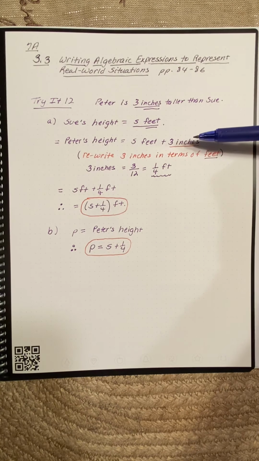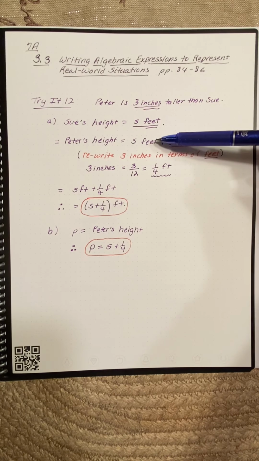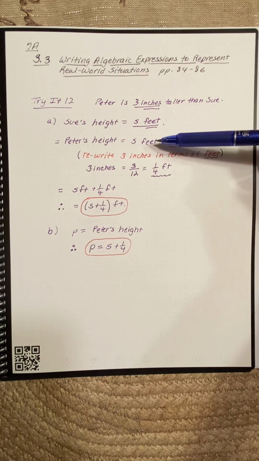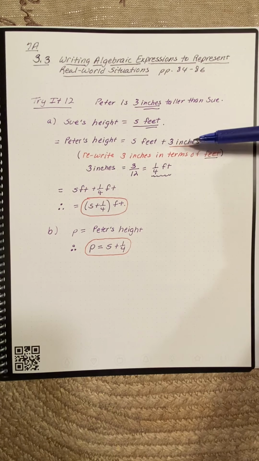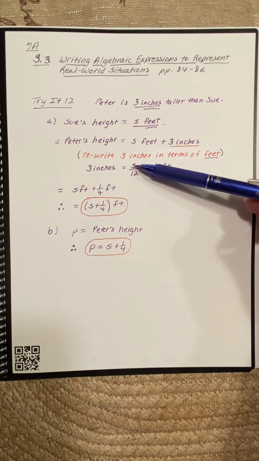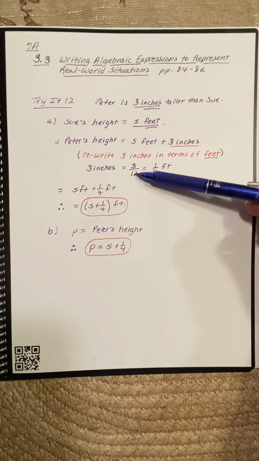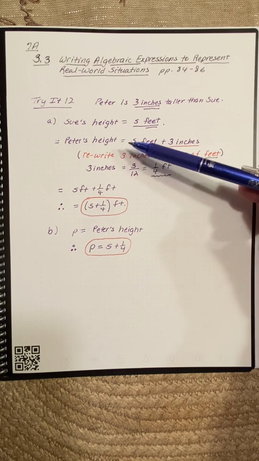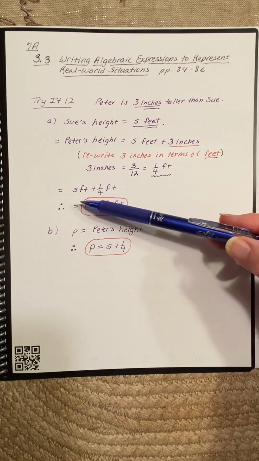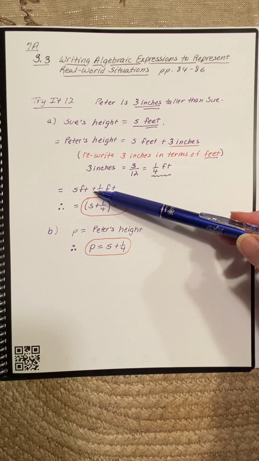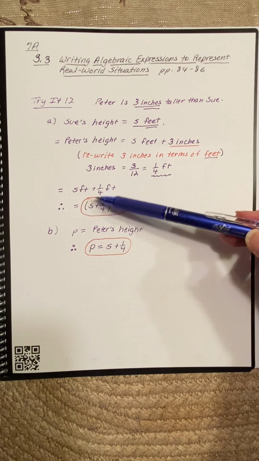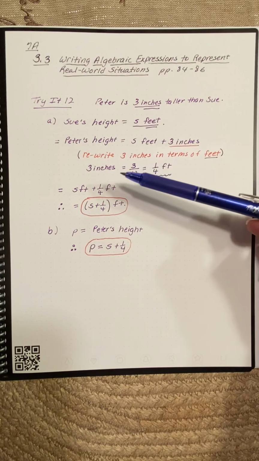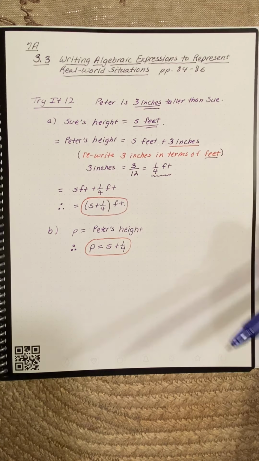So we're going to convert the inches into terms of feet. And that's simply because we do not measure height in total inches. We measure it in feet and inches, which ends up being a fraction because 3 inches is 3 out of 12. 3 inches out of 12 inches because there's 12 inches in a foot, reduced to 1/4 of a foot. So, therefore, Sue's height, S feet, plus 1/4 feet, is putting the height of Peter in terms of Sue's height. So it's S plus 1/4 foot.